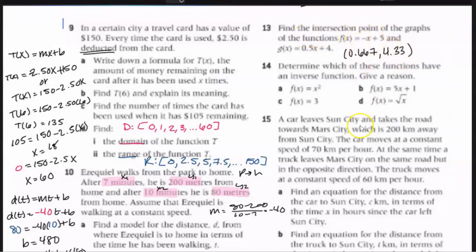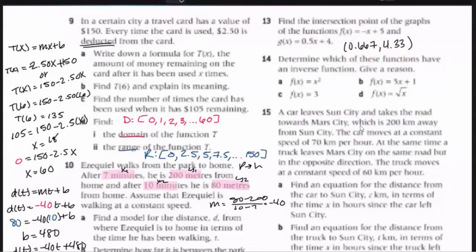Problem 14, determine which of these functions have an inverse function, give a reason. Inverse functions are when you can reverse x and y. All of these will have inverse functions except C, because C does not have an input value. Notice it's just f of x equals 3. There is no x value that I can switch with my y value. So I cannot switch inputs and outputs. So C is the only one that cannot have an inverse function.